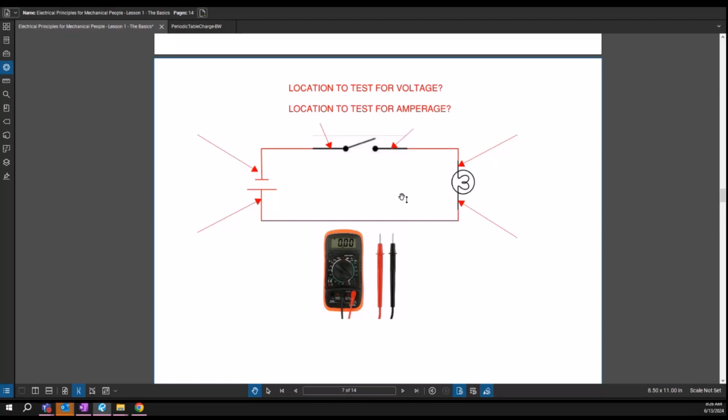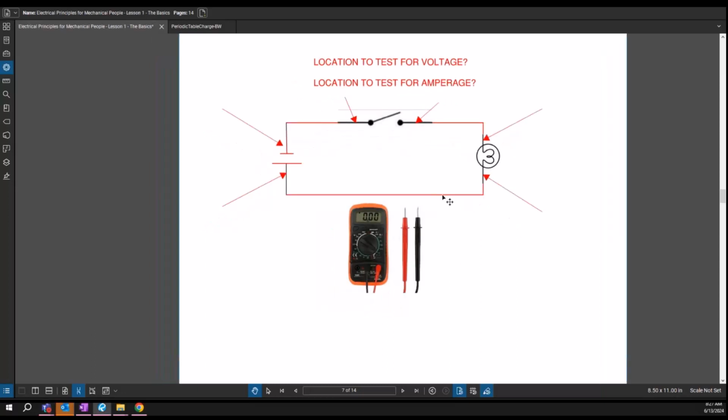Yep. All right. So for amperage, if I wanted to measure how many amps were going through this circuit, assuming the switch is closed, how would I do that? On either side of the left one, on the very left. The battery? Yeah, on either side of the battery, if it's closed.